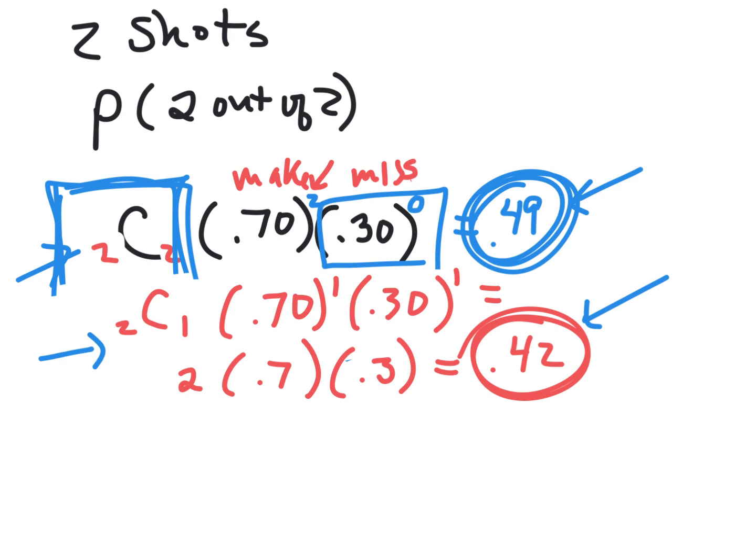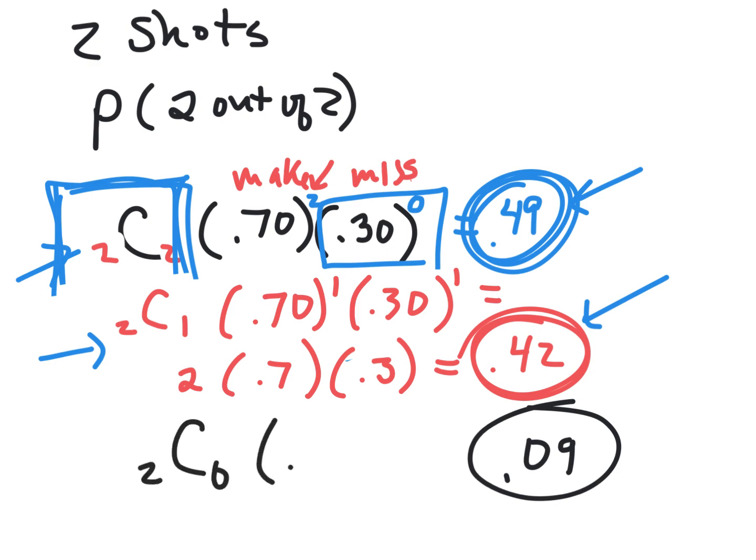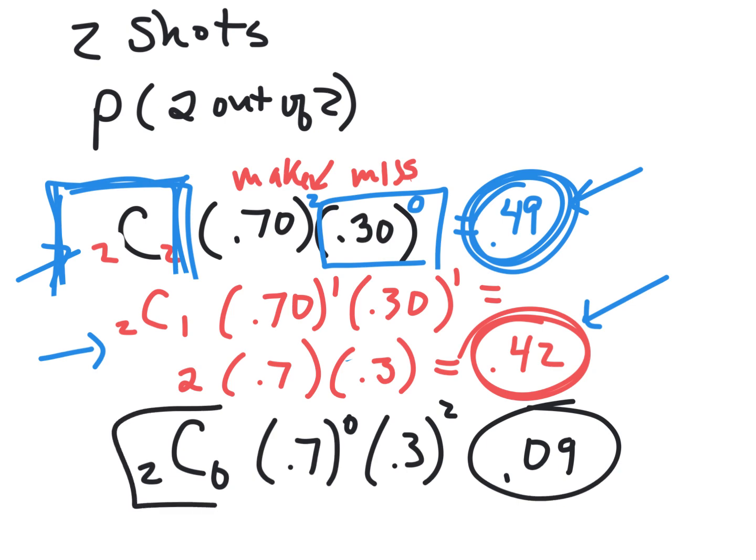91%. Do you get, this must be 0.09? Because I know these add up to 100%. Know what I mean? I can figure that one out without even doing it. If you wanted to, it's not that hard. You do 2 choose 0, 0.7 to the 0, 0.3 to the second. And that's really just 1, and that's really just 1, so it's really just 0.3 to the second, and that's 0.09. It makes sense.